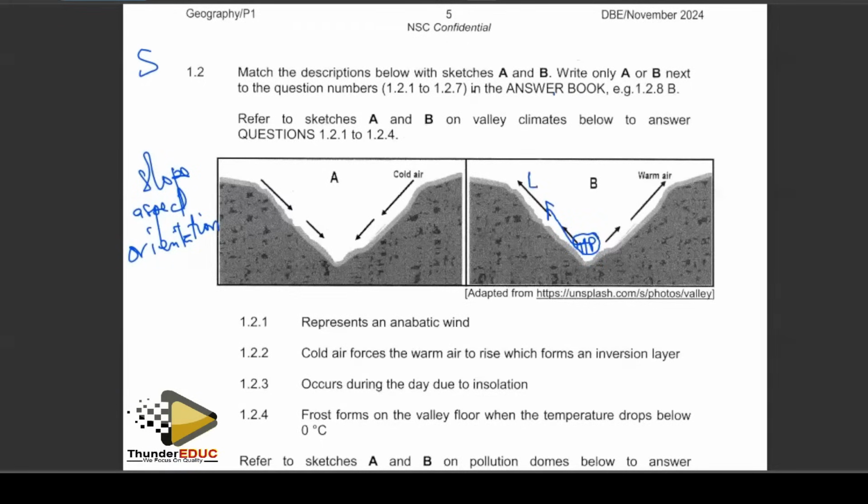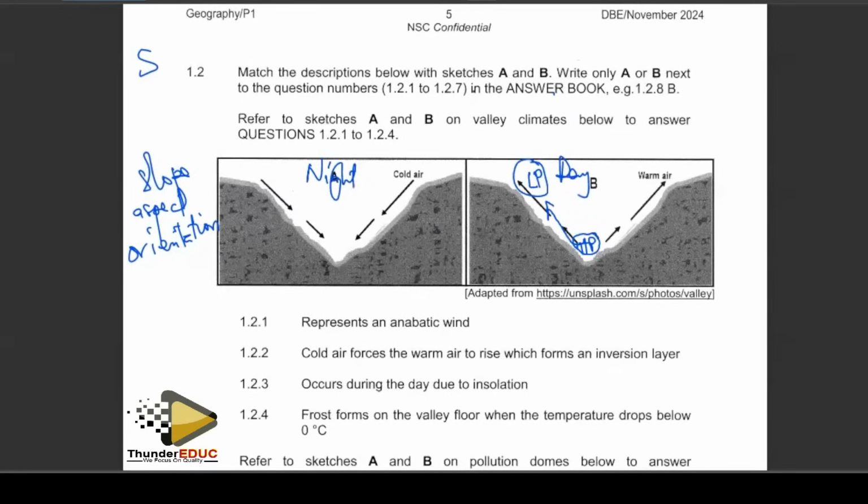It's during the day, creating a low pressure on the valley sides, meaning to say we now have an upward movement of air from the floor to the side. This is typical of day conditions. And the reversal will be true during the night conditions. This is typical of night conditions.